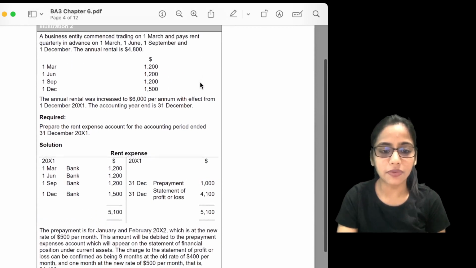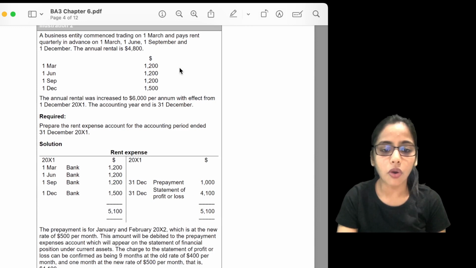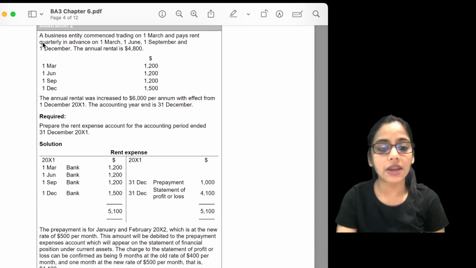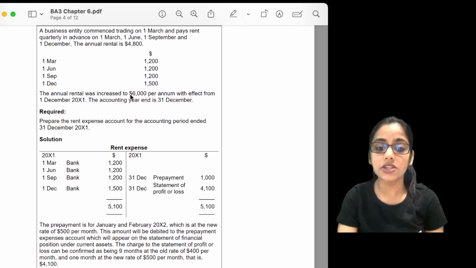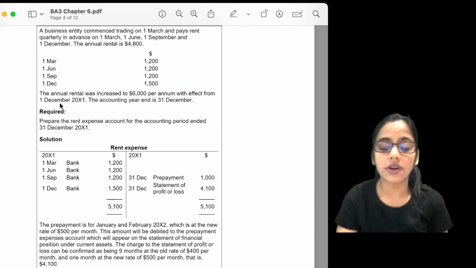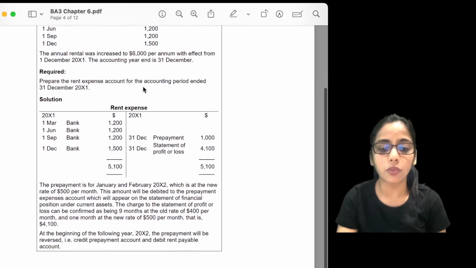Looking at an example for this, it says that the business entity incurred these expenses and it pays rent quarterly in advance. So the rent is paid quarterly, and the annual rent for this period was 4,800, but it was increased to 6,000 per annum with effect from 1st December 2011. So the accounting year end is December. So what happened in December is that the rent was increased.